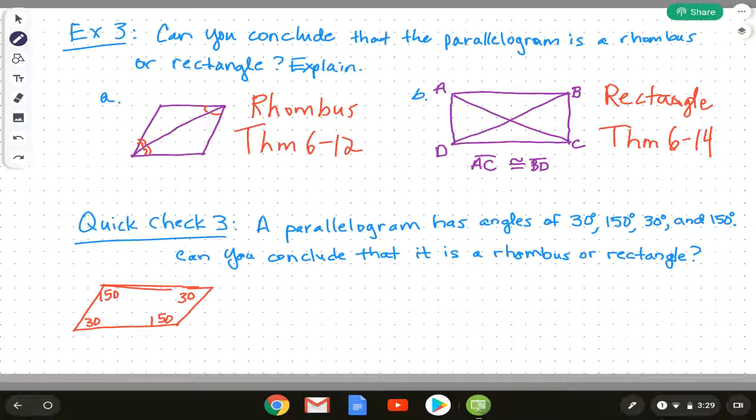The two theorems that we could use for the rhombus were that either one diagonal bisected two angles, or the diagonals were perpendicular to each other. And then for the rectangle, the diagonals need to be congruent. So this time, because they just gave us the measures of the angles, they didn't give us any other information. They didn't draw any diagonals in. They didn't tell us anything about what the diagonals did. We do not have enough information to say it's a rhombus or a rectangle.